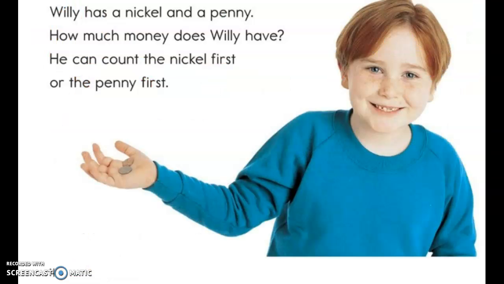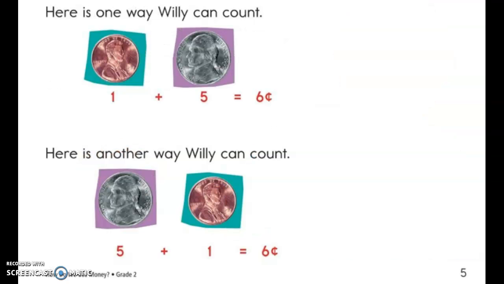Willie has a nickel and a penny. How much money does Willie have? Well, he can count a nickel first or the penny first. Which one would make more sense to count first? Here's one way Willie can count. He can say 1 plus 5 equals 6 cents. And that would be correct.